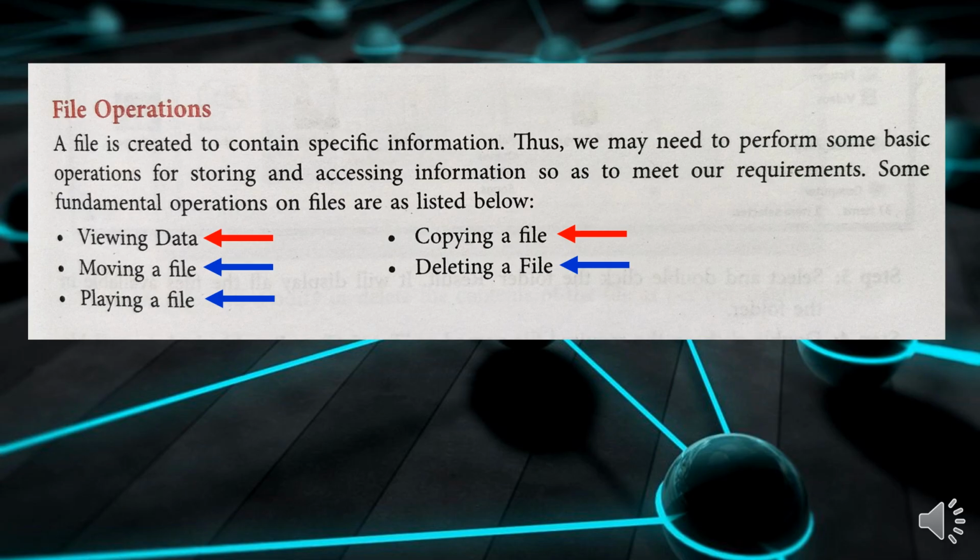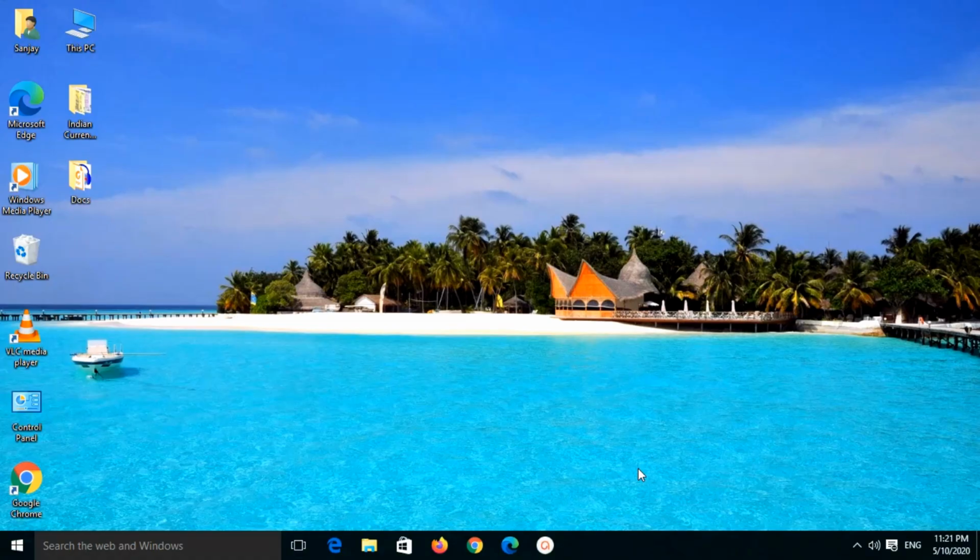So let us continue. Students, let us start with the first topic, that is moving a file. In Windows system, moving a file is also called cut and paste. It is the process of transferring a file or a folder from one destination to another. In this process, a file is removed from its original position and made available at another destination of a storage device.